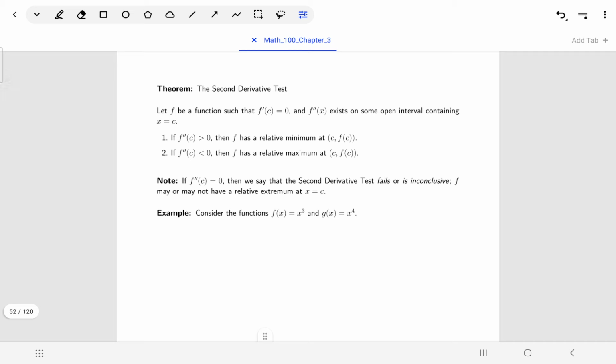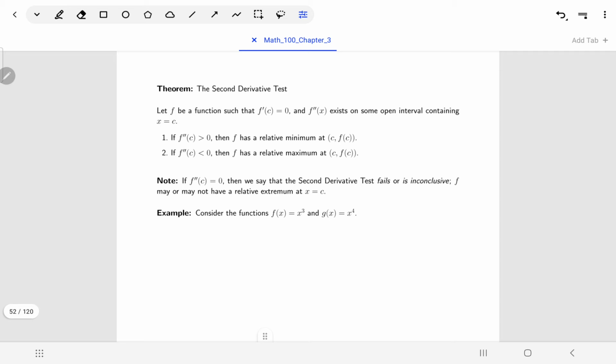Welcome back. In the last part of this section, we're going to talk about the second derivative test, which is another way for us to tell if we've got a relative maximum or a relative minimum for our function. So first, the preamble for this theorem: we've got a function, and we have a first derivative that's equal to 0 at this point. So first off, we know that c is a critical number, and our second derivative exists on an open interval containing c.